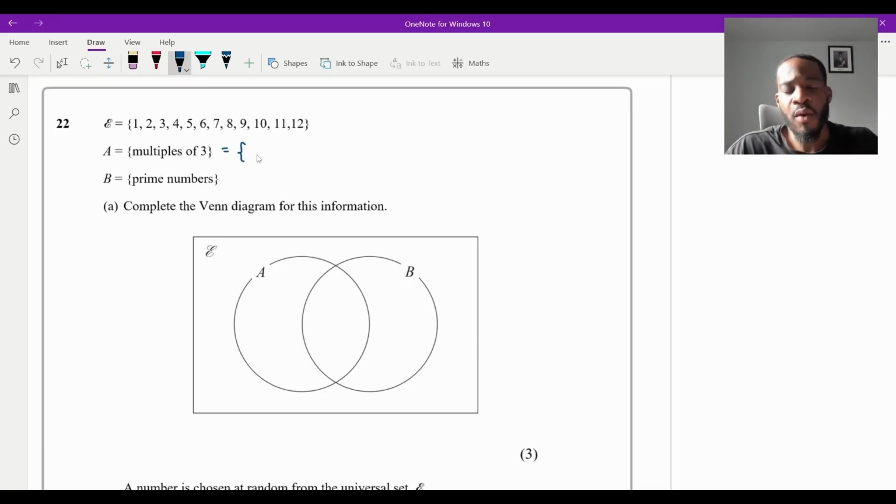So multiples of 3, what are they? And it has to be in the universal set on top, isn't it? So obviously it's going to be a 3 first, and then it's going to be a 6, and then it's going to be a 9, it's going to be a 12, and then you just keep adding threes.